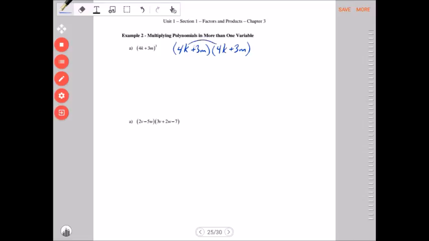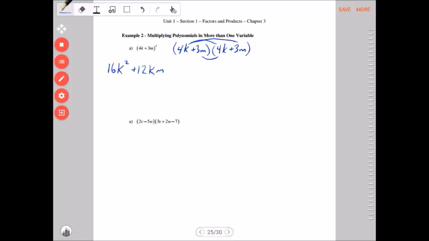This is a FOIL. So there's a binomial times a binomial. So 4k times 4k. 4 times 4 is 16. k times k is k squared. Now, look at this next one, though. 4 times 3, that doesn't change. It's still plus 12. But you have a k and an m. Now, they're different letters, so really they just tack on. And you could say km or you could say mk. It really doesn't matter. They're the same thing. Okay, order doesn't count for multiplication.